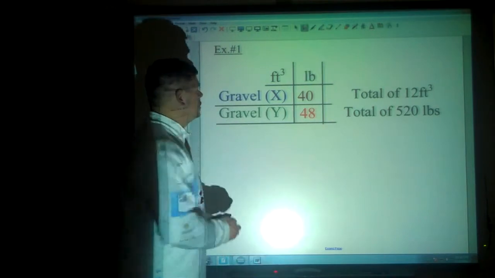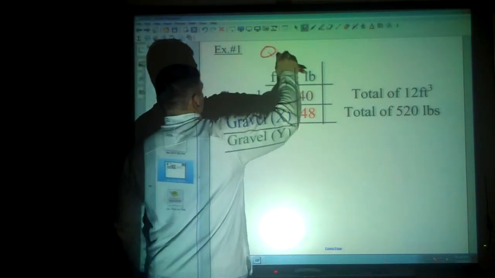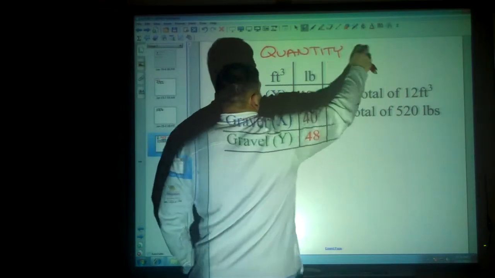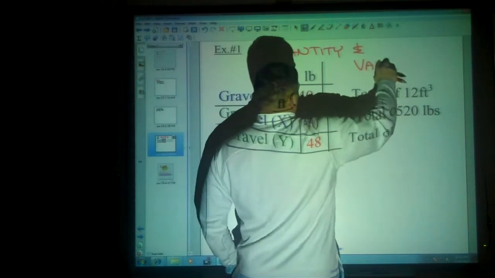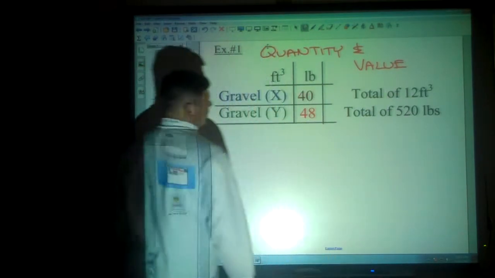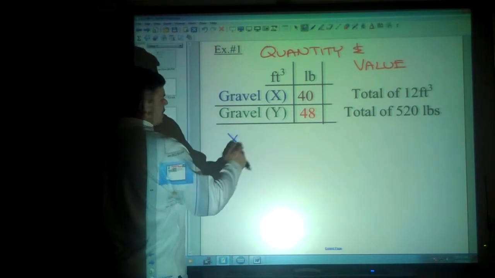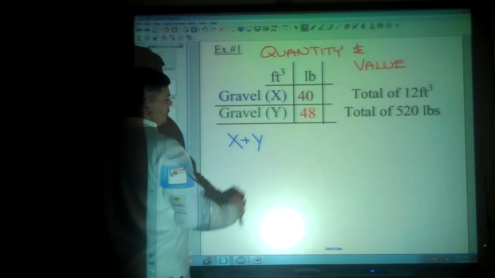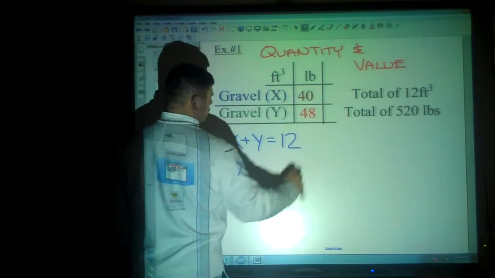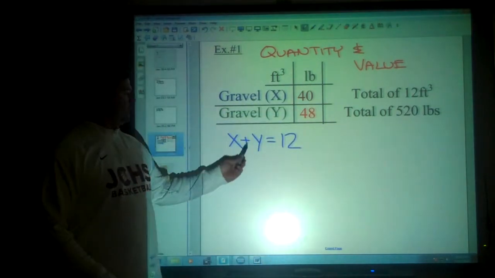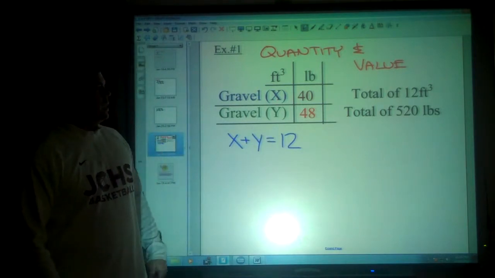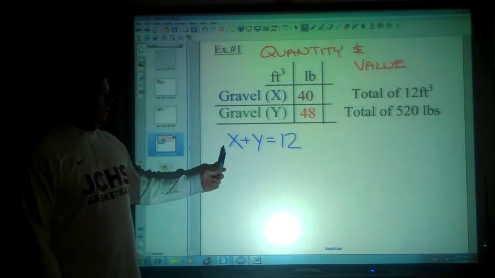So we need two equations. We need one that involves quantity, so that's the amount, and we need something else that involves the value. Looking at this info, I would say if we took all of gravel X and added it to all of gravel Y, it's going to have to be a total of 12 cubic feet. All the cubic feet of X plus all the cubic feet of Y makes a grand total of 12 cubic feet. Now we put the values involved.